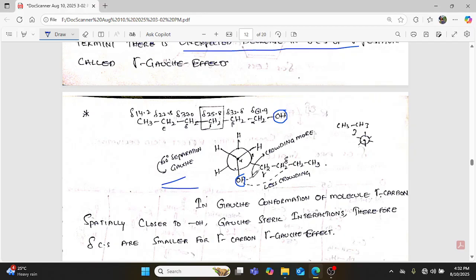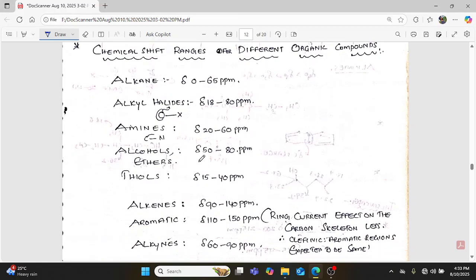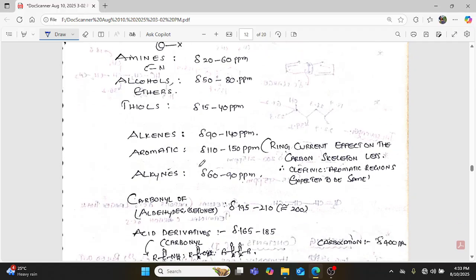In the gauche form, what happens? OH and this group are experiencing more crowding. Because of the more crowding, the chemical shift values are slightly decreasing. This is the gamma gauche effect. Okay, you need to remember. So these are the chemical shift values everyone needs to remember. If you know the chemical shift values very well, you can easily identify the unknown structure of the chemical compound. Okay.